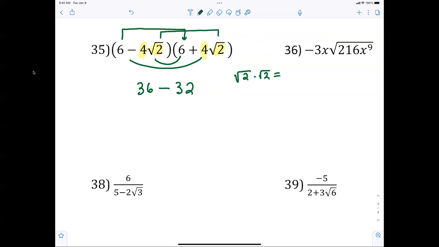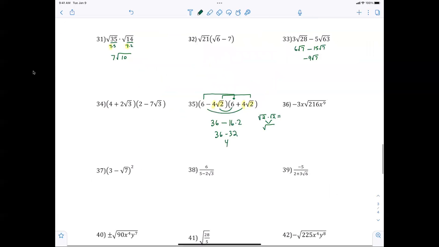Take a shot at it. What's square root of 2 times square root of 2? Oh, 2. Right. And then 4 times 4 was what? 16. So that became 16 times 2. Nice. And that equals 32. So after all that, it was a 4. Okay, good. Anybody else have an issue?